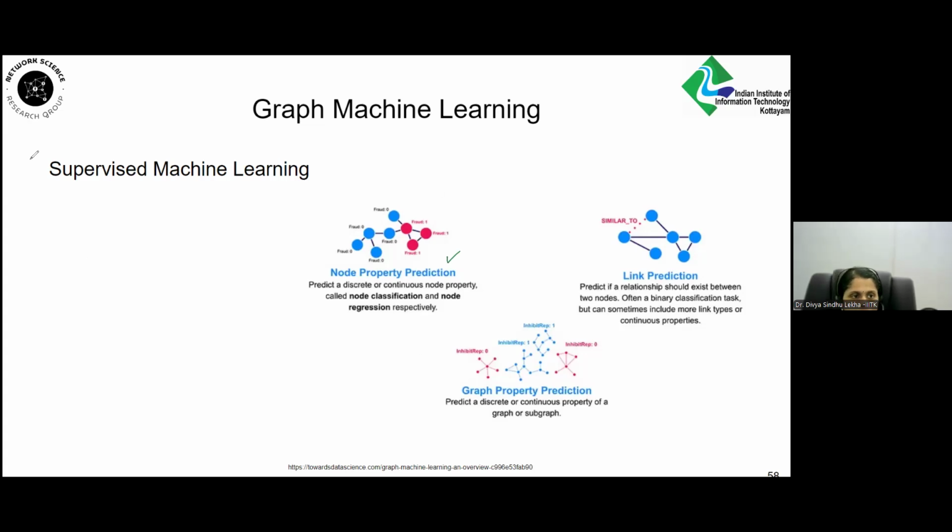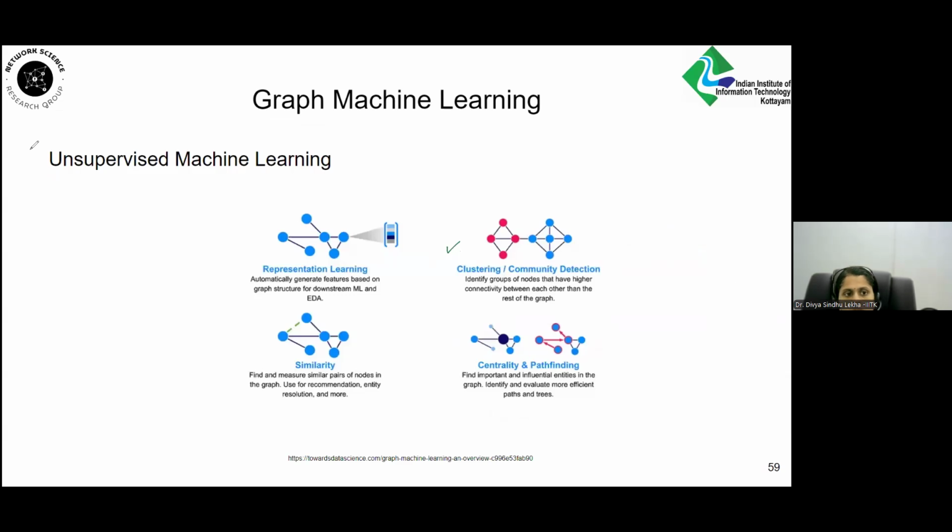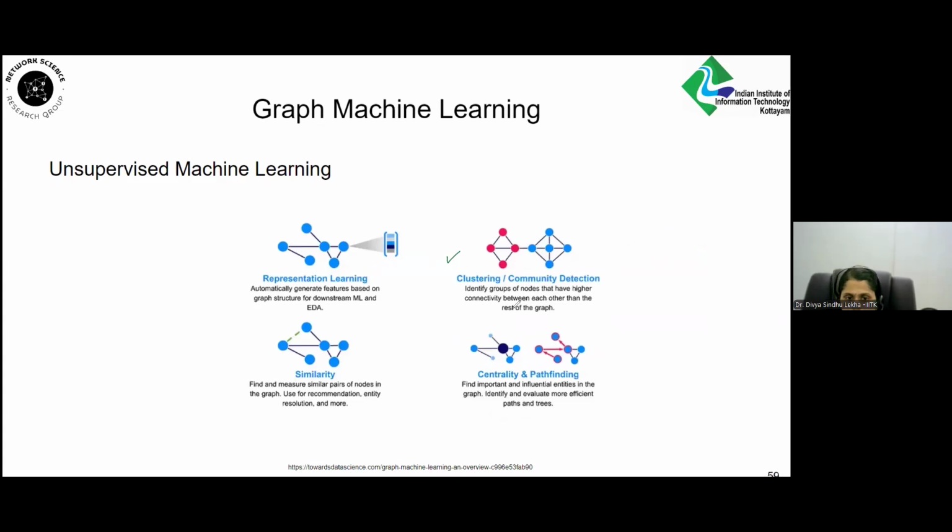And we'll see some use cases of unsupervised machine learning as well. Representation learning, clustering or community detection, similarity understanding, or centrality and pathfinding. These are some use cases in which unsupervised machine learning is being used. So I think by this I have given you an overview.